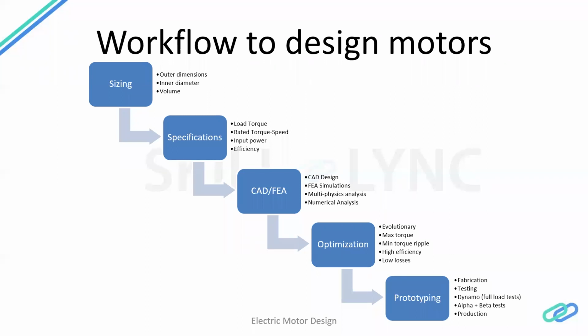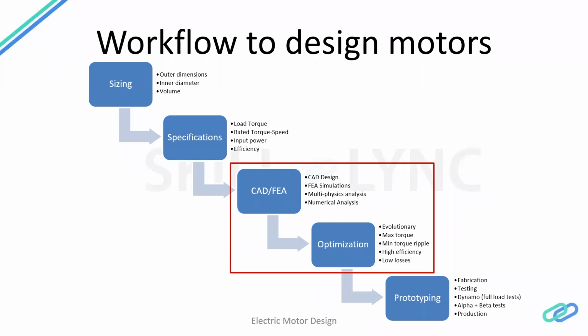Once you have a good optimized design, you can prototype that design and then test it at different loads. Usually the motors that are available can withstand 100 to 150% of torque overload. So you would rather test your motor design once it's fabricated, as an alpha test and a beta test, before releasing it into production. But the most important thing is CAD and optimization. That's where most of the time is spent.